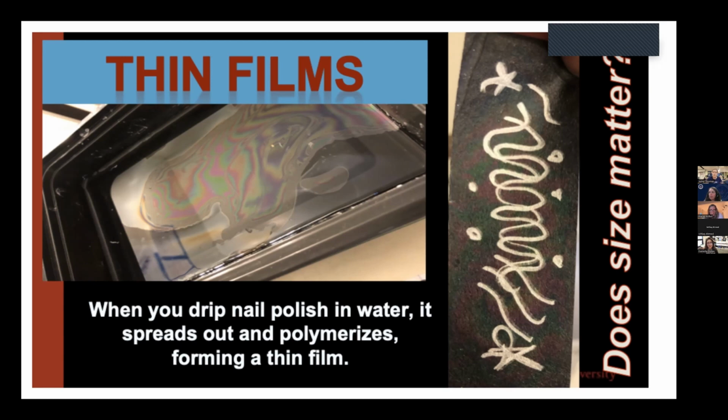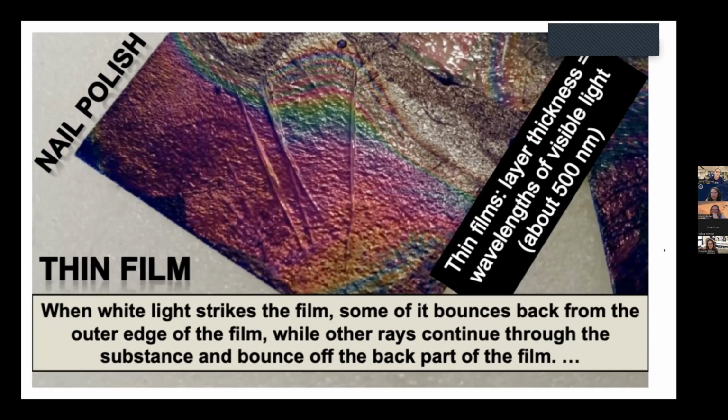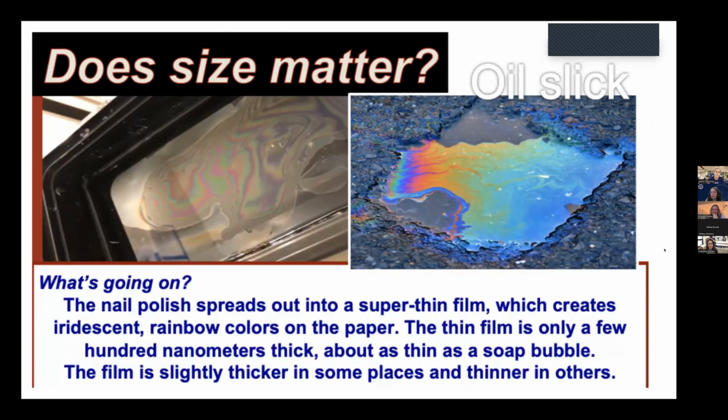Okay, so when you dip the nail polish in the water, it spreads out and polymerizes, forming a thin film on the water. So we get a chance to see those rainbow colors. And again, thinking about, well, there's no color of water, there's no color of clear nail polish. So where are those colors coming from? So thinking about what's happening with those light rays as they hit that thin film. So the nail polish spreads out into a super thin film, which creates that iridescence, that rainbow color.